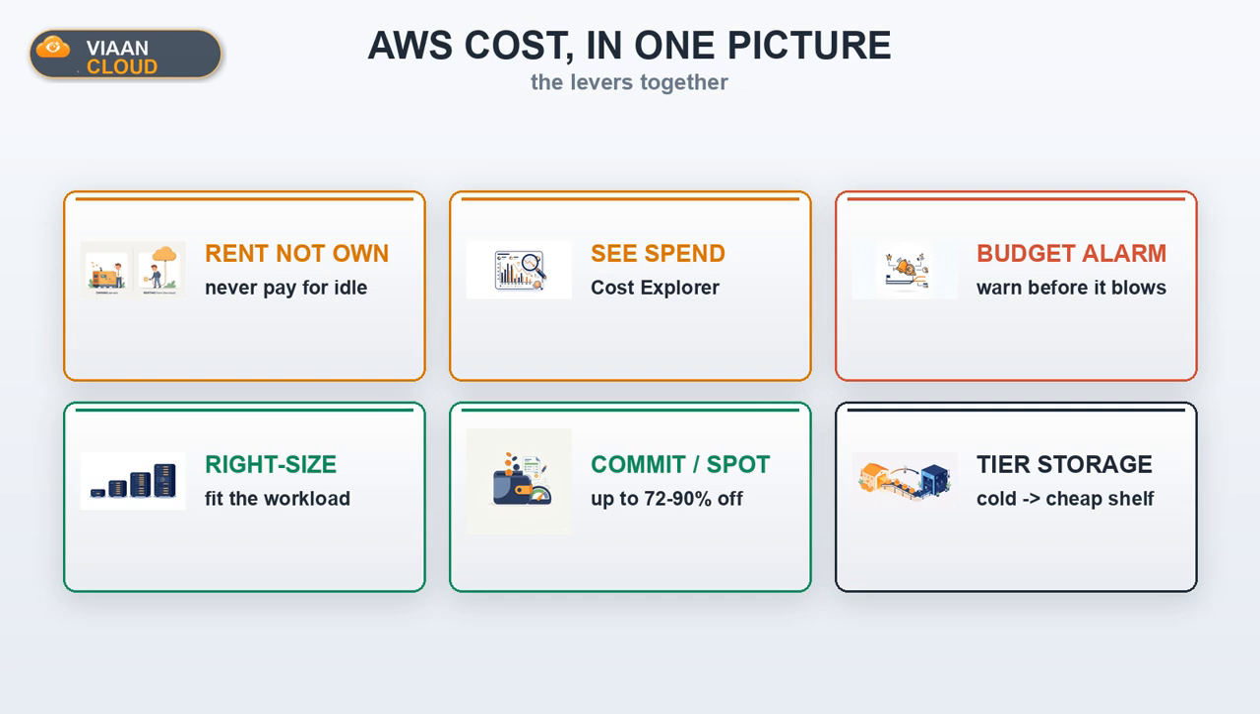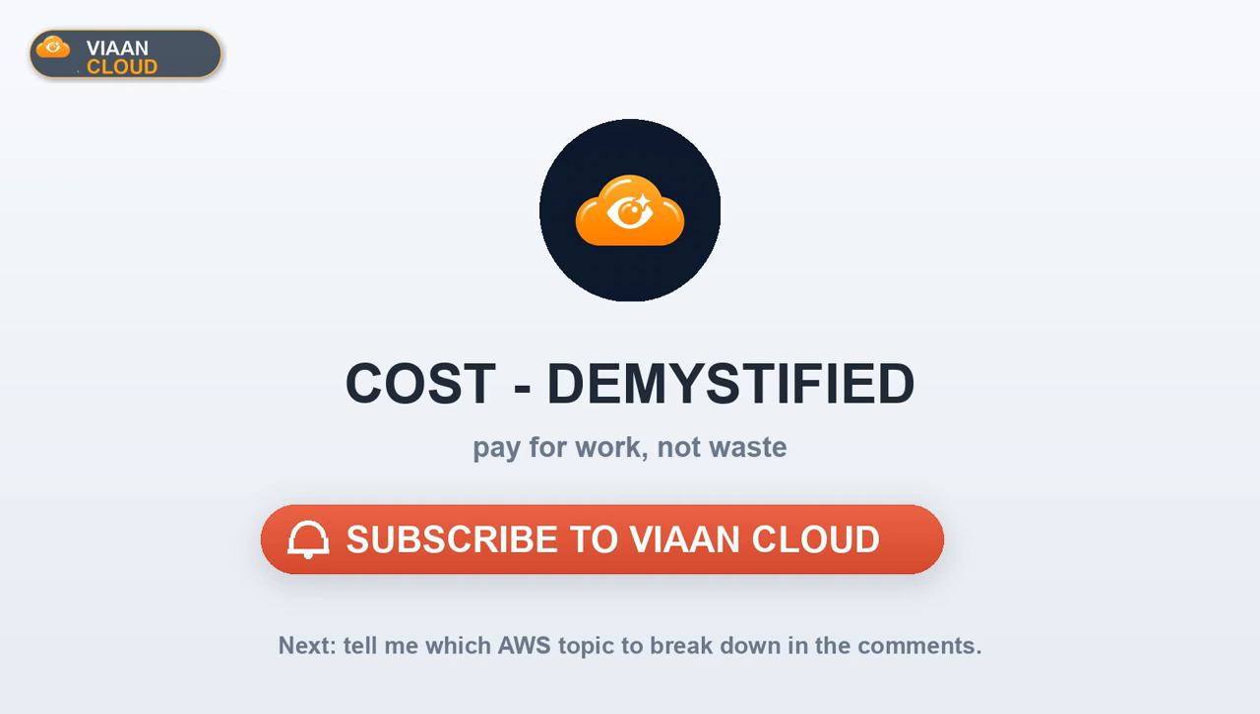There's no magic, just a handful of habits that, run regularly, keep your bill a fraction of what most beginners accidentally pay. And that is AWS cost optimization, sorted. Not a mystery, just a set of levers, rent don't own, see your spend, alarm on your budget, right size, switch off idle, commit for discounts, tier your storage, and kill the hidden waste. Build those habits and the cloud stays astonishingly cheap for what it gives you.